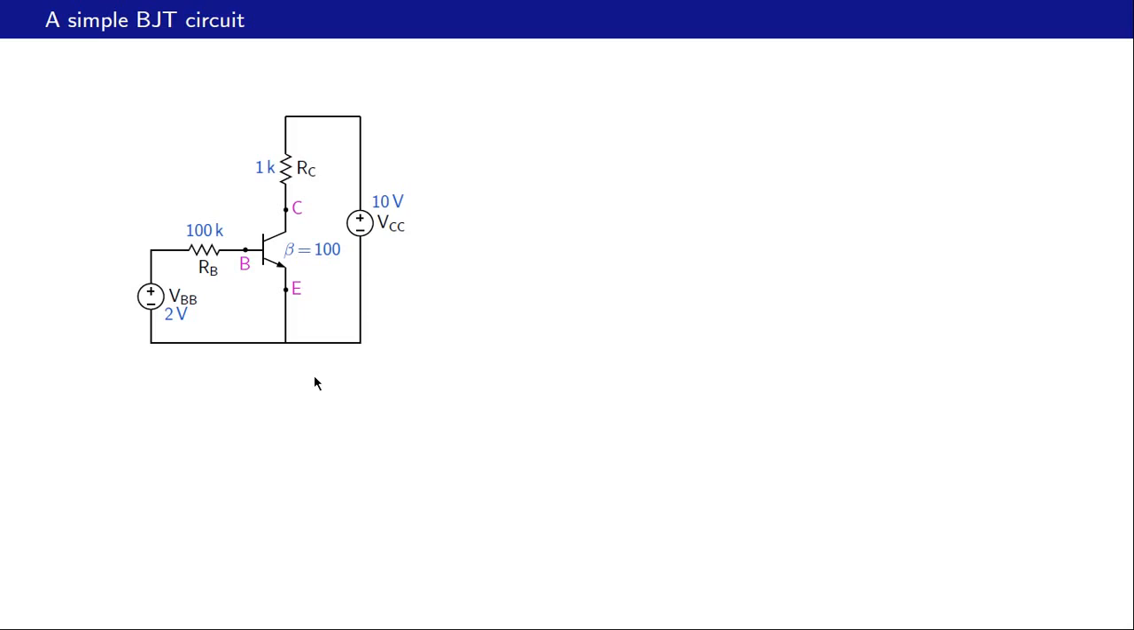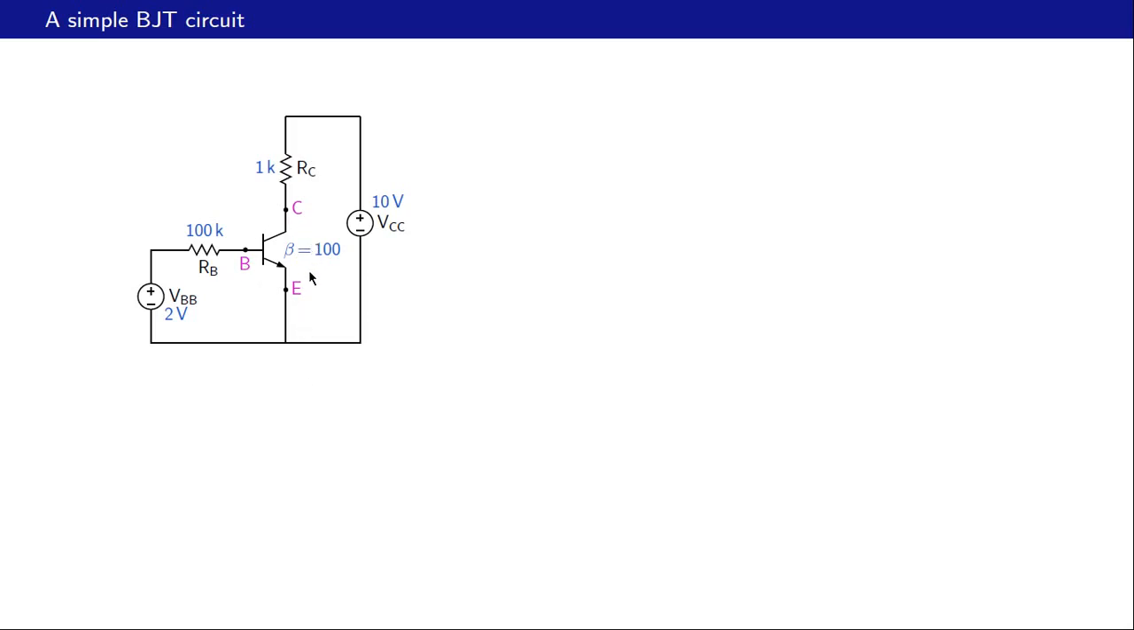We will get started with the Ebers-Moll model in this class and see how it can be used to obtain the BJT IV characteristics in the next class. Okay, let us begin. Let us apply what we have learned so far to this simple BJT circuit.